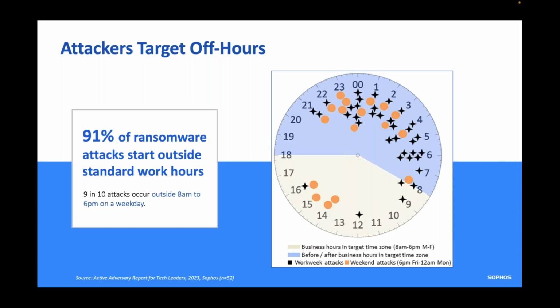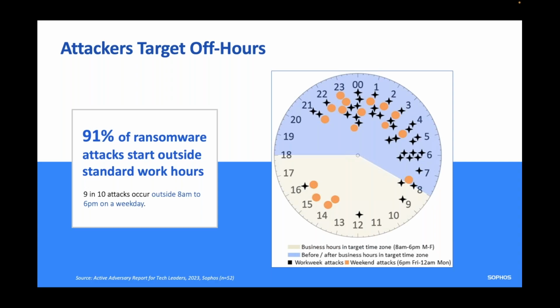So when we define the business working day as 8 a.m. to 6 p.m. during weekdays, you'll see that now 91% of the attacks that we observed in the active adversary report were observed out of hours. So the cyber criminals intentionally target those times because they know that maybe the IT administrator is not there, nobody's monitoring the dashboards, nobody's looking at the estate, and it gives them plenty of time to move around the estate, carry out their nefarious deeds.